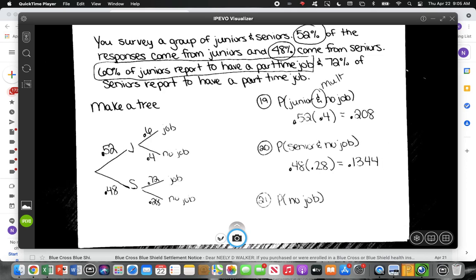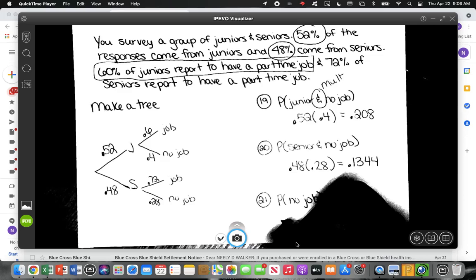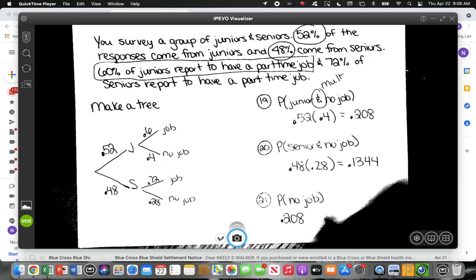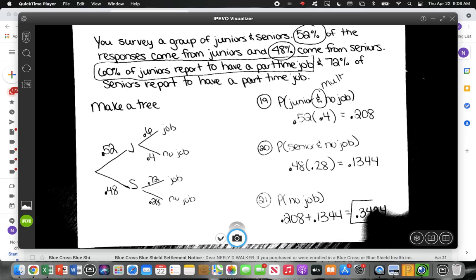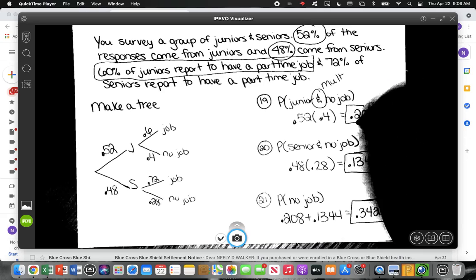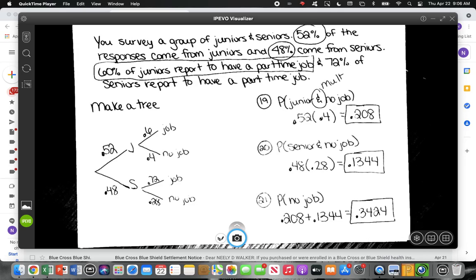No. Add. You're just finding the total. You've got your juniors and your seniors, which would give you a total. So you're going to add your juniors without a job and your seniors without a job. And this will give you a total number of people without a job. And I promise if I ask you a question like this, you will have the numbers above to put together.